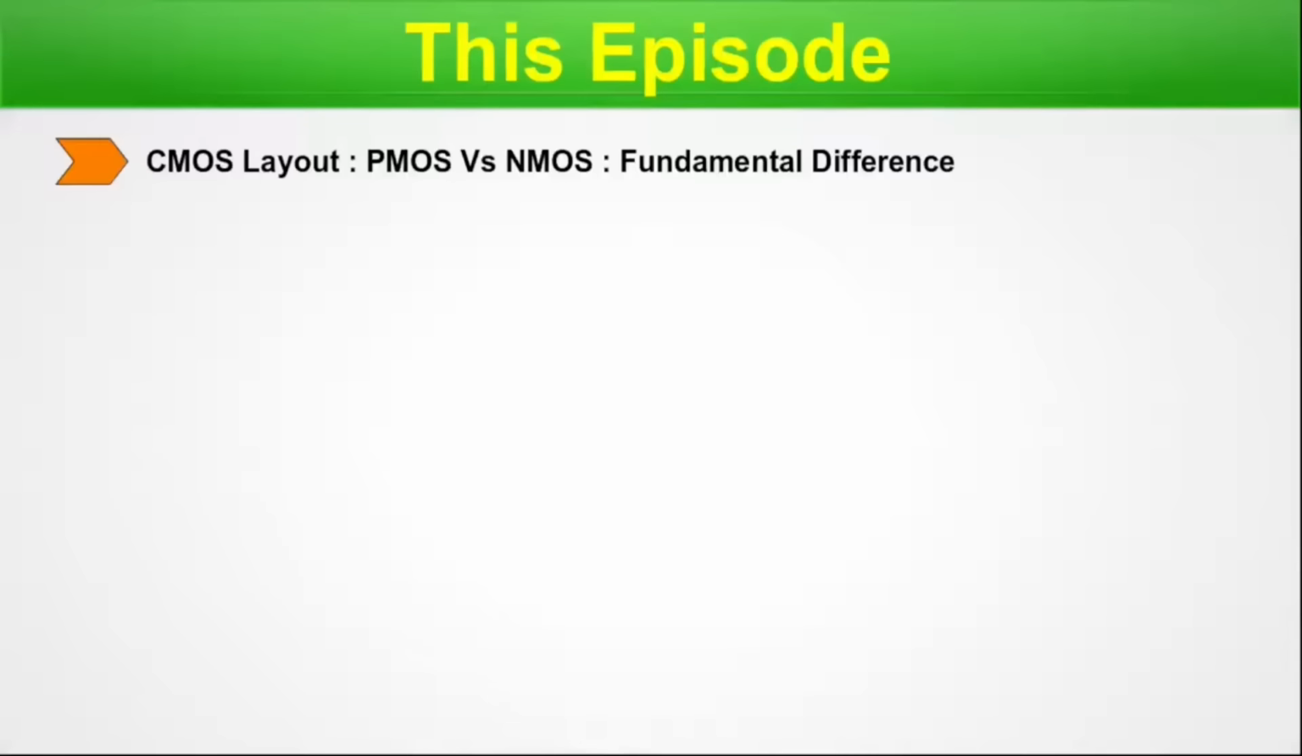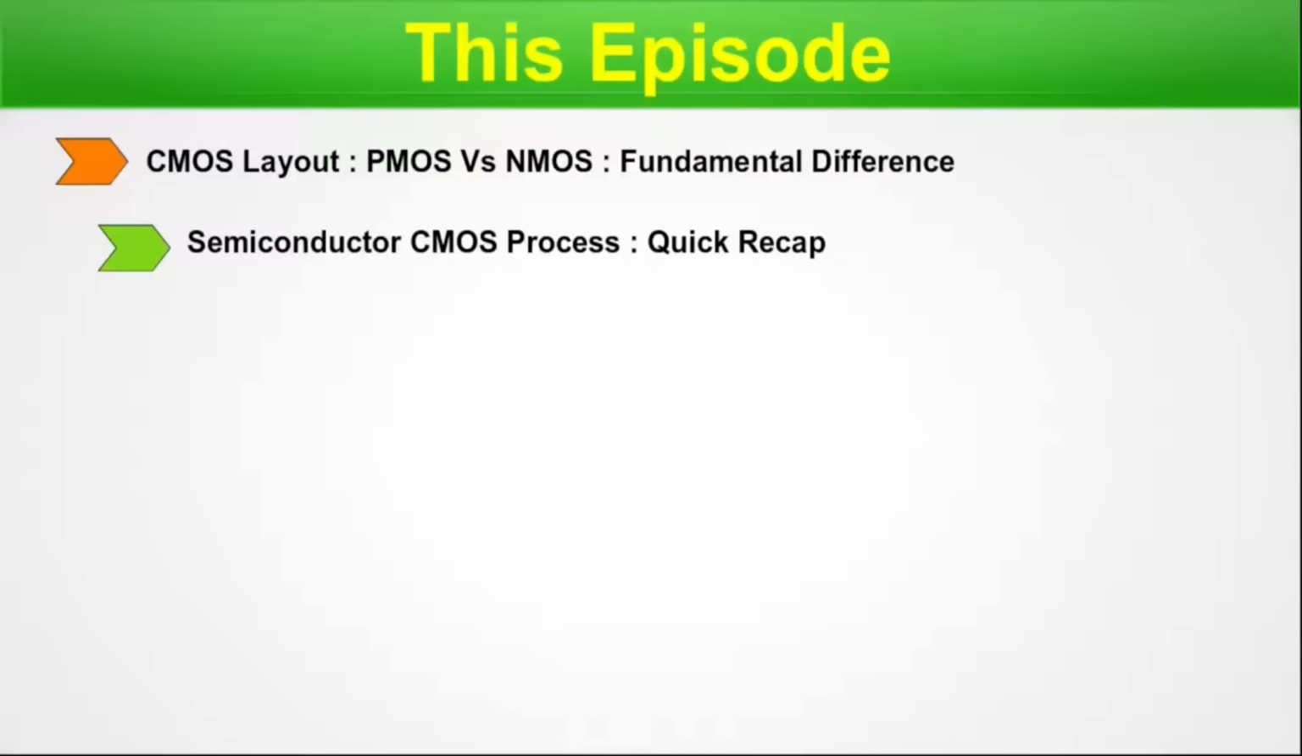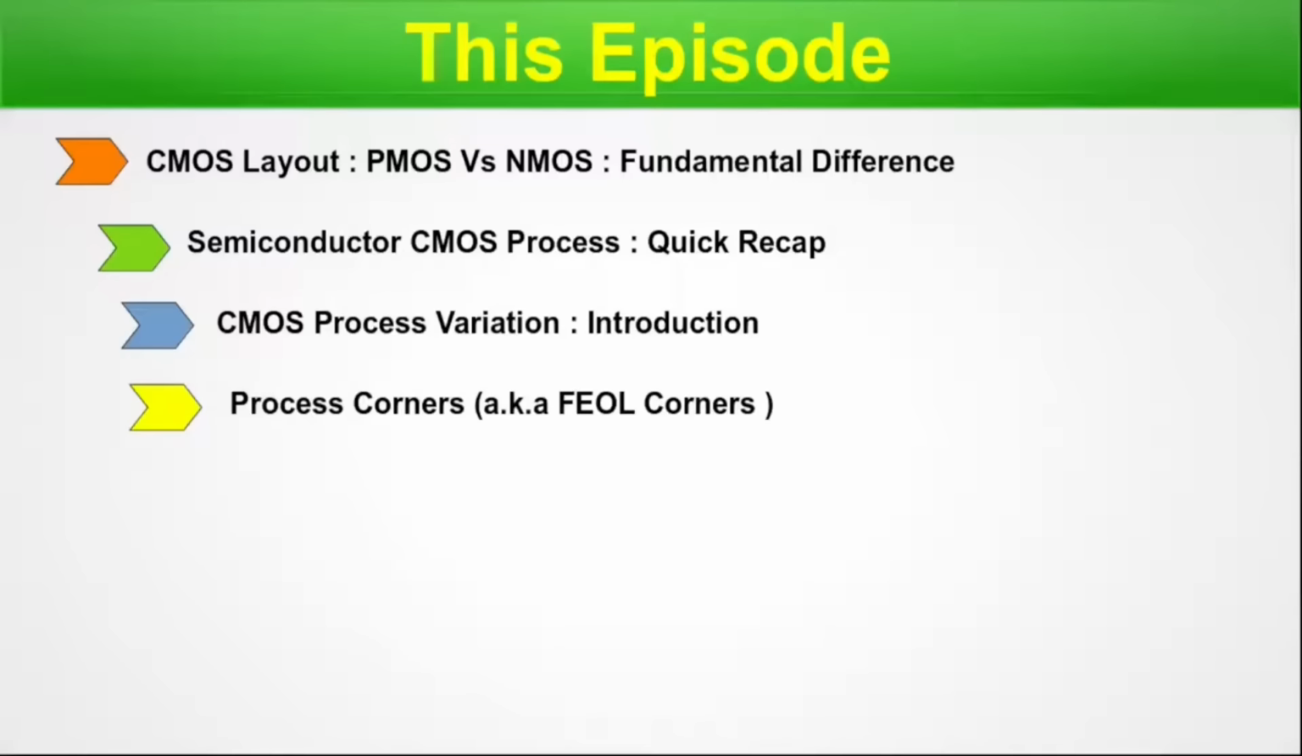In today's episode, we are going to discuss the below topics. We will cover the basic CMOS layout and point out the basic PMOS versus NMOS fundamental difference. Then we will do a quick recap of the semiconductor CMOS process. Next, we will do a short and sweet introduction to the CMOS process variation. Then we will become familiar with the process corners, also known as the FEOL corners.